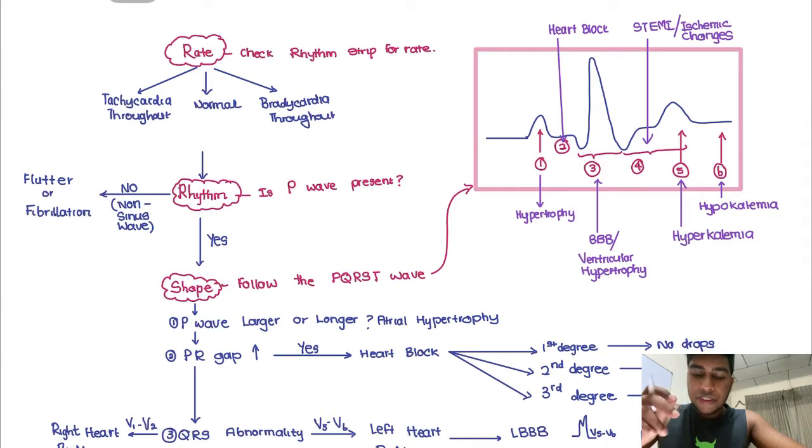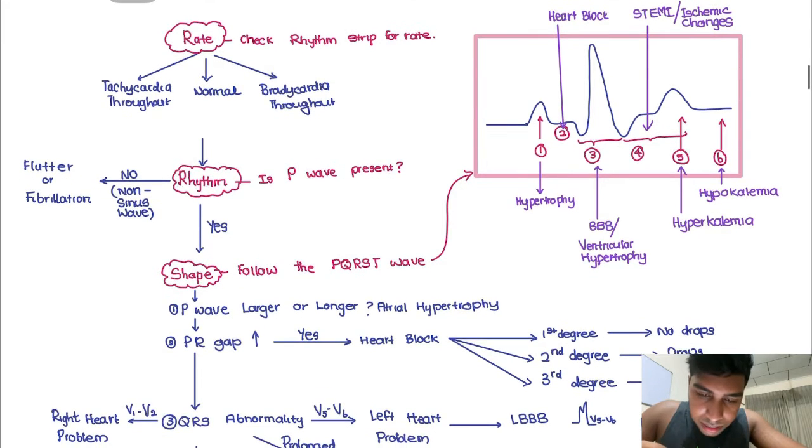Next, you check for the rhythm. The easiest one is always the rhythm strip. You check if a P wave is present. If it is not present, it is going to be either a flutter or a fibrillation. It could be of ventricular or atrial origin. Okay. First, you check the rate, then the rhythm.